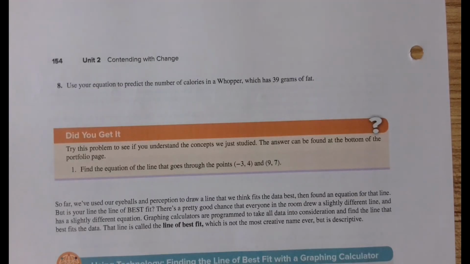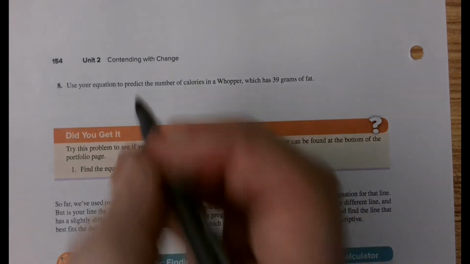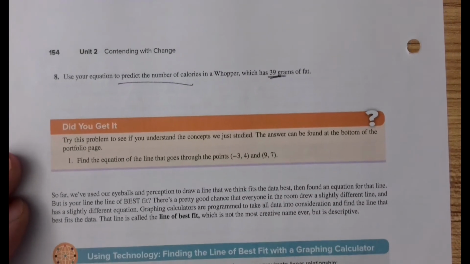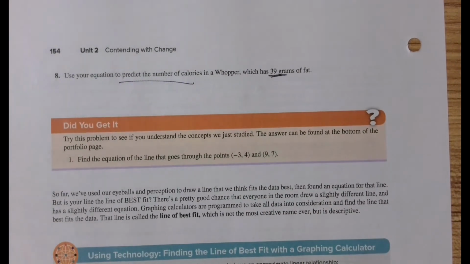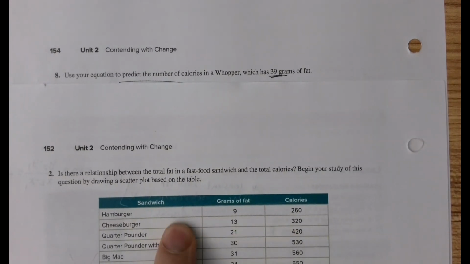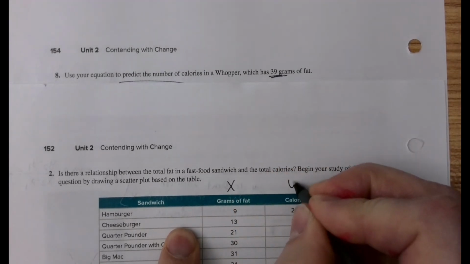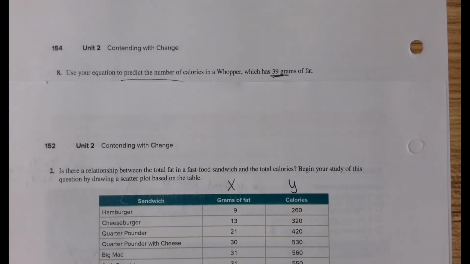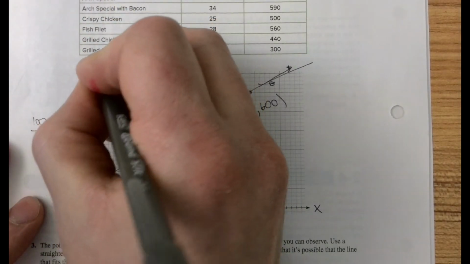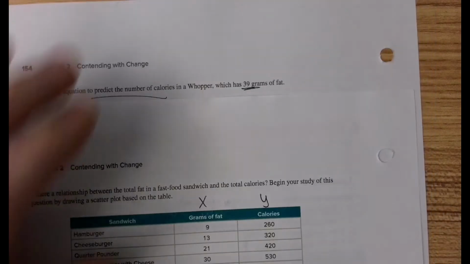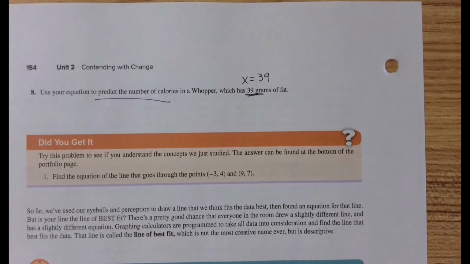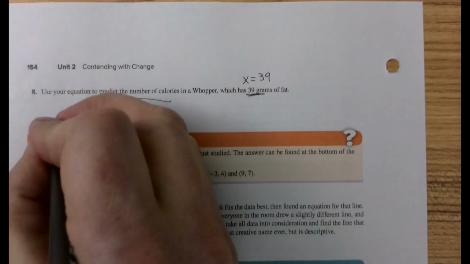But first, let's do our prediction here. So we're supposed to use this equation to predict the number of calories in a Whopper that has 39 grams of fat. So what we need to remind ourselves is which of the variables represented grams of fat, which represented calories. Well, we always write these as x comma y every single time in the math world. And then we graph them here. It's always x is the horizontal, y is the vertical. That means that this 39 grams of fat we've been given and asked to predict the number of calories is an x value.